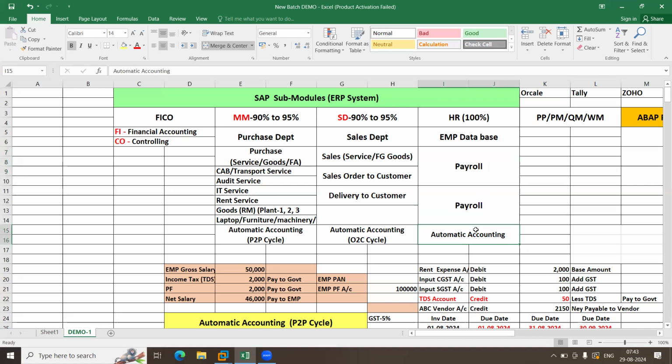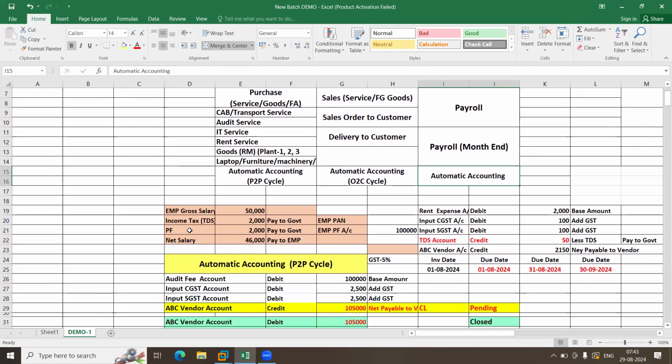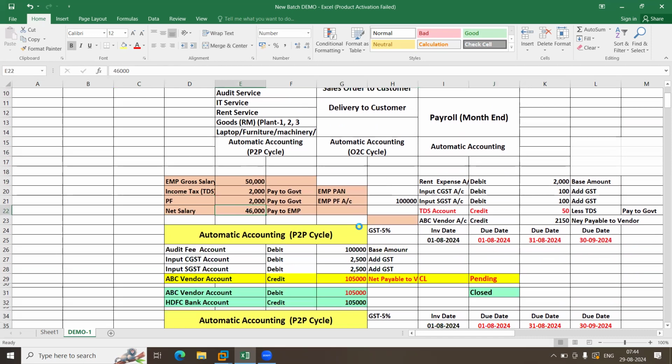Then at month end, every month, they are going to run the payroll. Once they run the payroll, we are looking at automatic accounting in finance. What accounting entry are we looking at? I think we already discussed it somewhere: the employee salary, TDS, PF, net salary. Anywhere we discussed accounting, in this same way it is going to accounting. So we are going to book the accounting automatically.